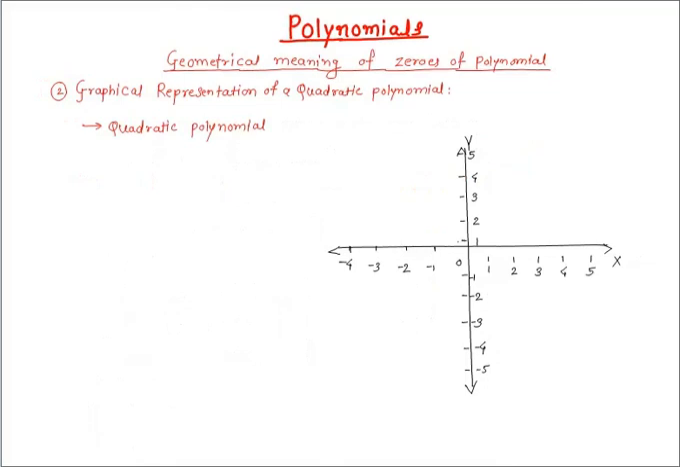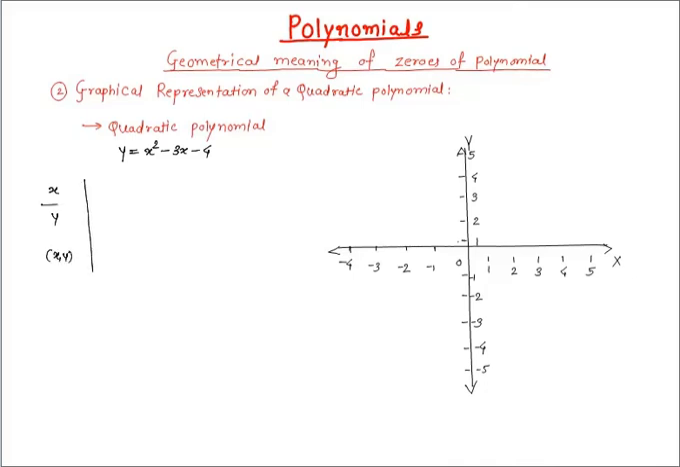Next is the graphical representation of a quadratic polynomial. Let's take the quadratic polynomial x² - 3x - 4. The highest power of the variable is 2, so this is a quadratic polynomial. Find the zero of the polynomial using a graph. We need to follow similar steps as we did for the linear polynomial. So let us find x and y coordinates for the quadratic polynomial.